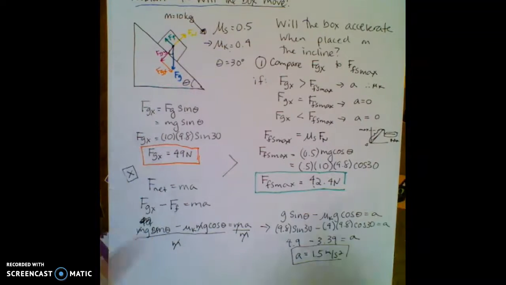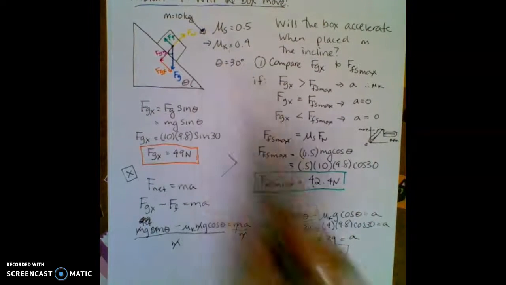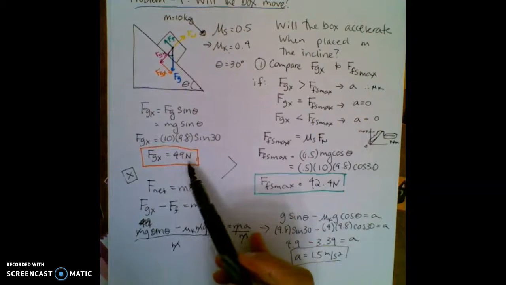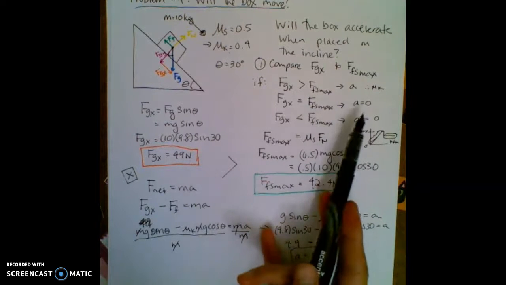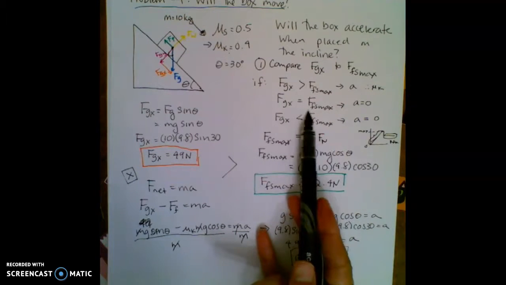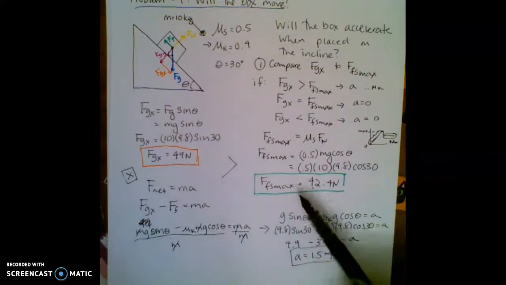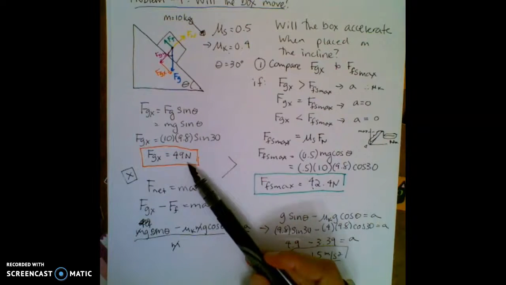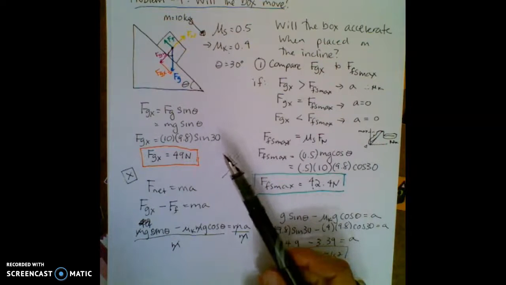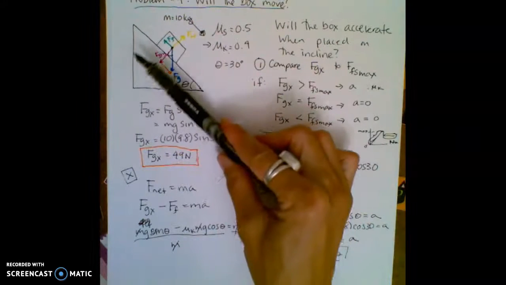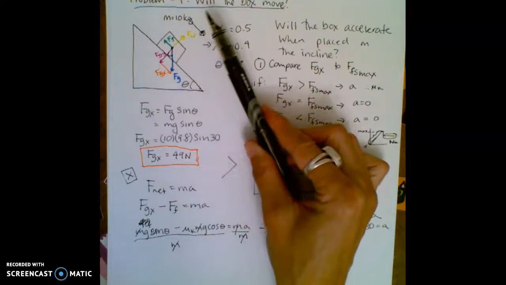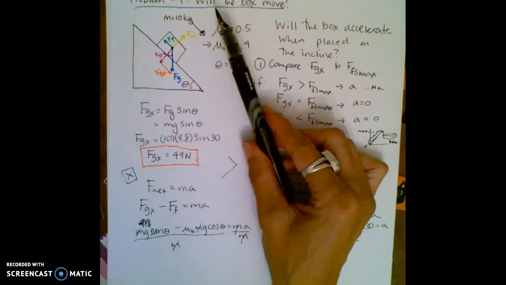All right. Now this problem could have gone in lots of different directions. If the force of static friction max was equal to 49 newtons, well, it wouldn't accelerate. It would remain at rest. They would be equal. And if the force of static max was larger than FGX, it would also remain at rest, which means that you could lift that incline up more to see where it's just going to slip and start to move.